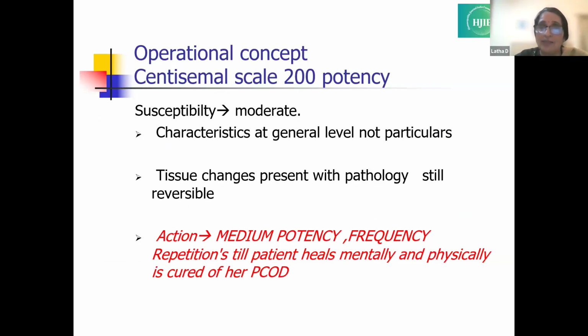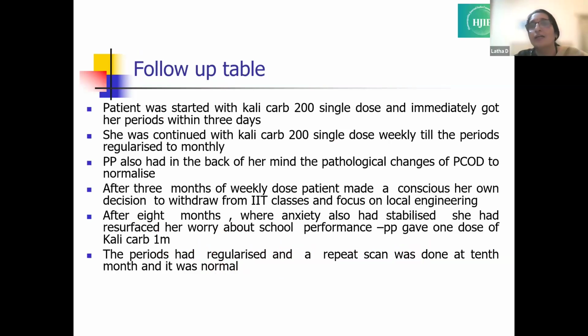So tissue changes are present. Hence, we go with a medium potency and we have to repeat the dosage. May not be weekly or daily, but at least once a week in 200 potency till she stabilizes with her periods. Now, that's exactly what happened. The PCOD normalized within the period of 6 months. After 3 months, again, she had a bout of whether I should do IIT or focus on CET. But then she stabilized and decided to withdraw from the IIT classes and focus on the school.